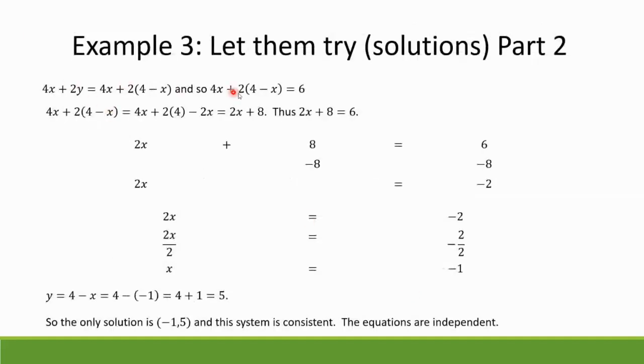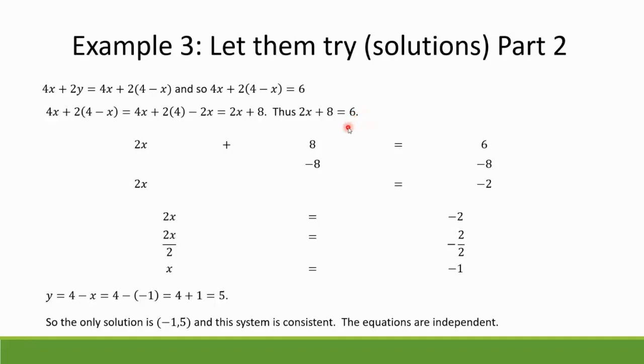This was the last step at the bottom. We have 4x plus 2 times (4 minus x). Well, that's 4x plus 8, 2 times 4 minus 2 times x, which is 4x plus 8 minus 2x. But that, of course, is 2x plus 8. So altogether, we have 2x plus 8 equals 6.